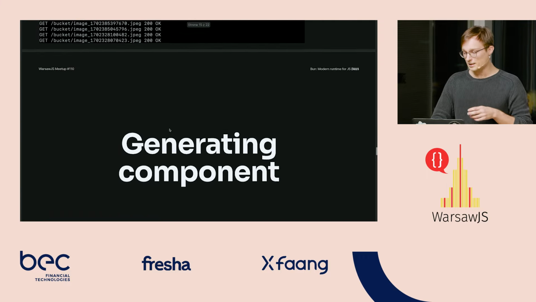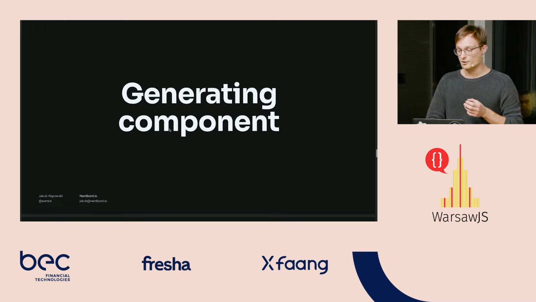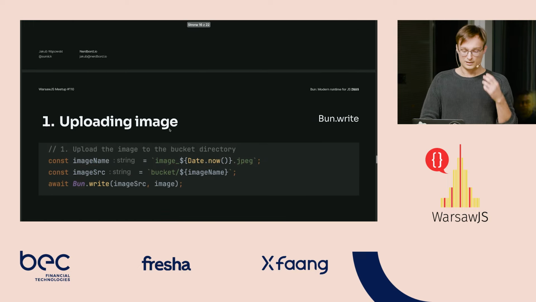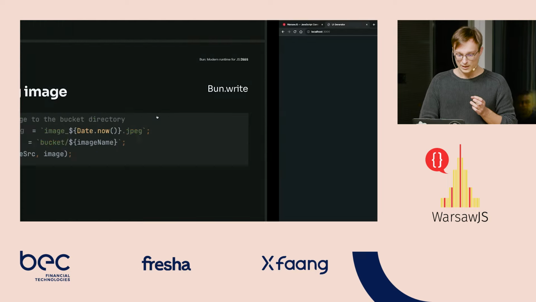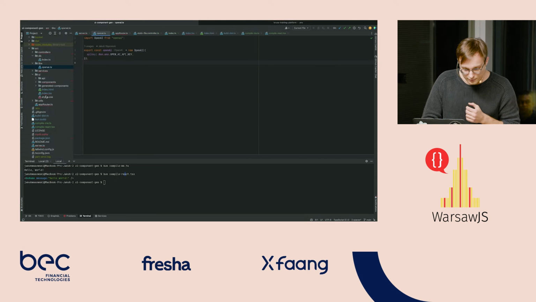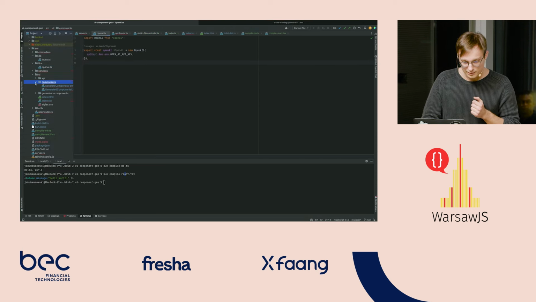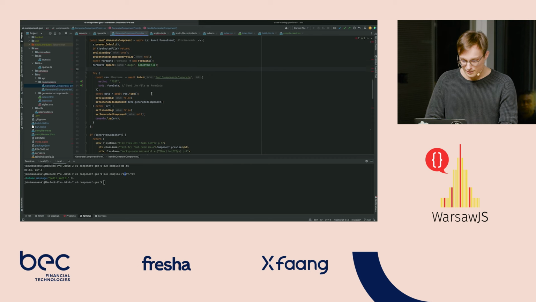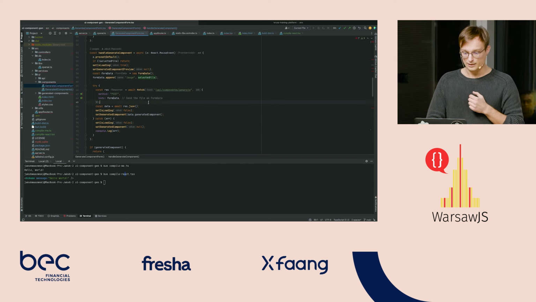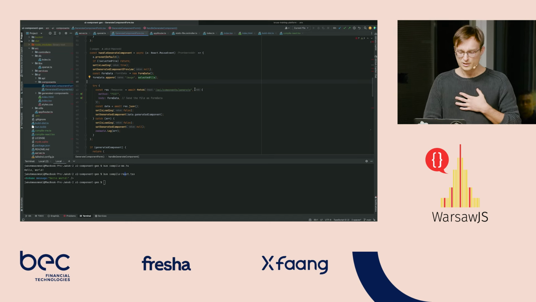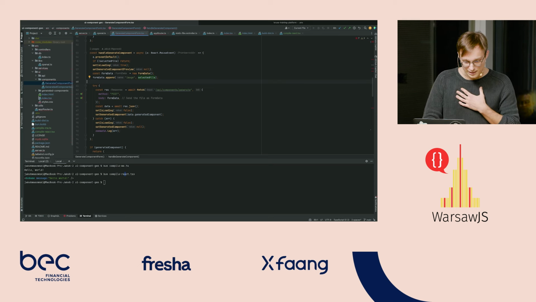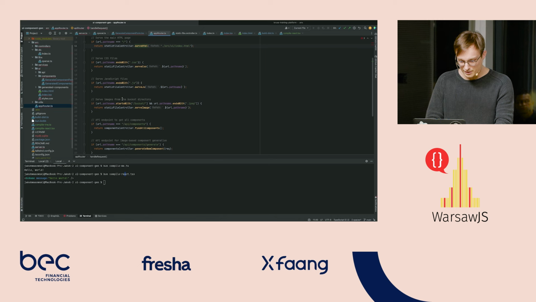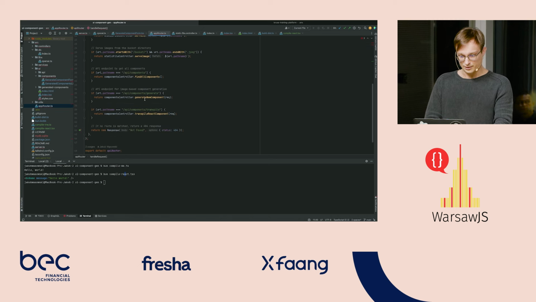Okay, so let's come to the main part, so generating a component. So first thing is to upload an image. So I will show you how it looks in my form, because I just want to show you that I'm calling one endpoint that I created. So I'm sending one image and I'm calling one endpoint that I created. So this endpoint is, of course, here, which is generate new component.